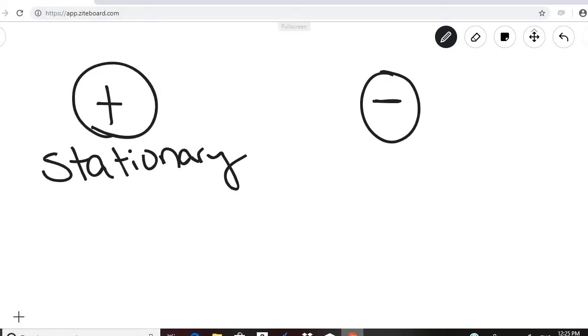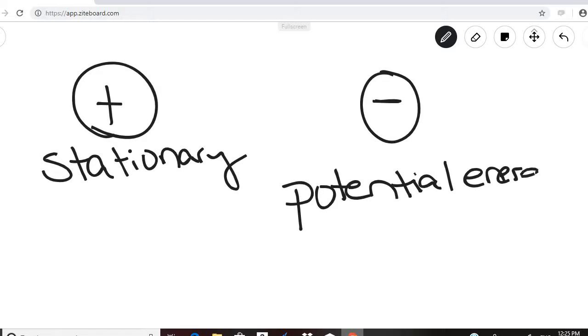Both of these charges, if we imagine them starting out stationary, have potential energy when they are at rest. The positive charge is stationary, so it cannot move. But because the charges are opposite, they're going to be attracted to each other. So this particle is going to move toward that particle.